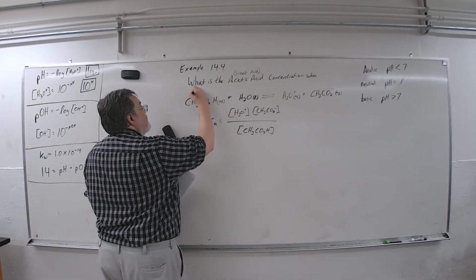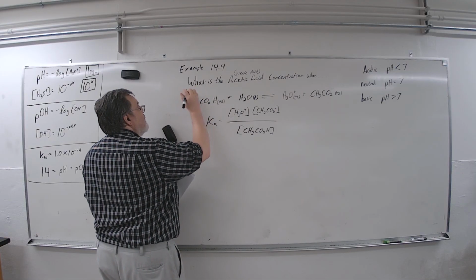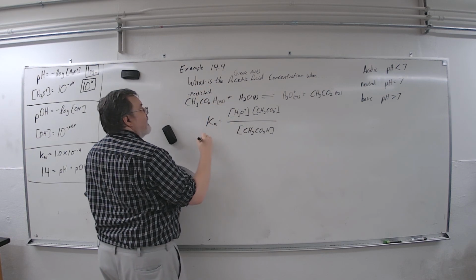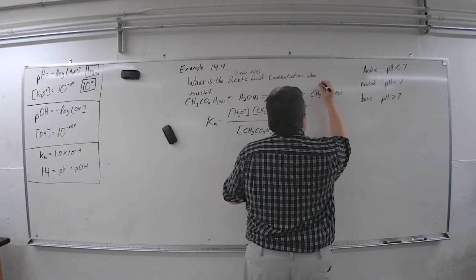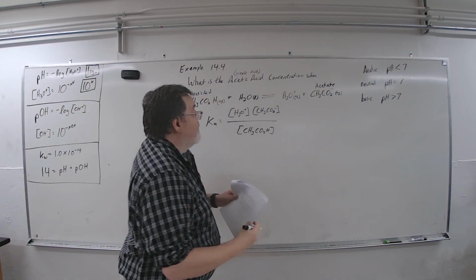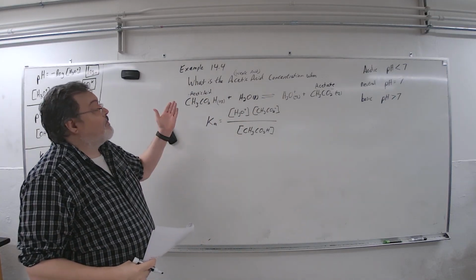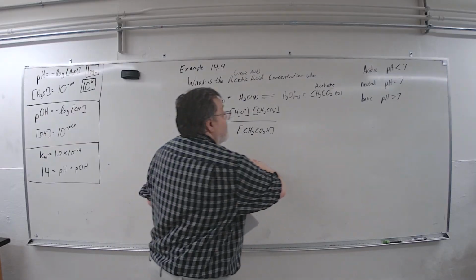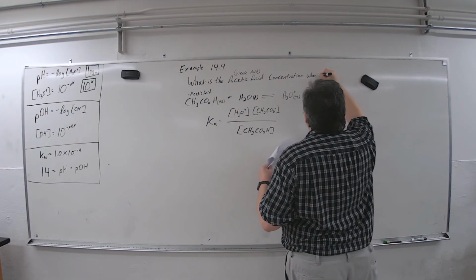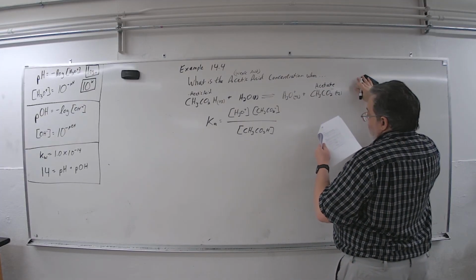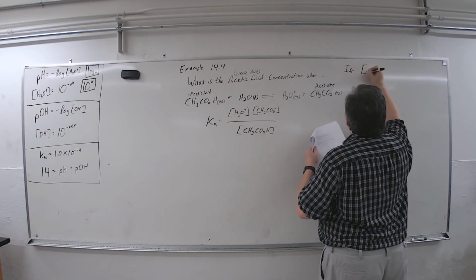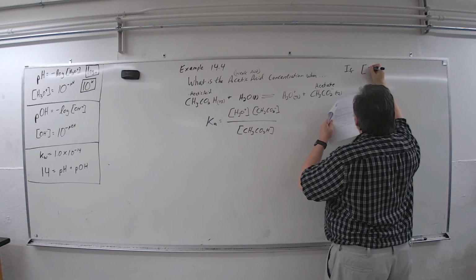acetic acid. That's what I'm calling acetic acid. This polyatomic ion is called acetate. And then you have water and hydronium. So what if I had a problem that said, what is the acetic acid concentration? I'm going to put this in water. So they give you this in the problem.